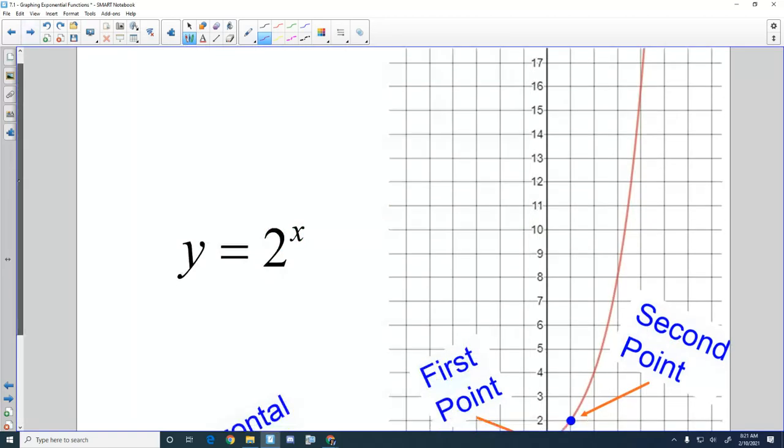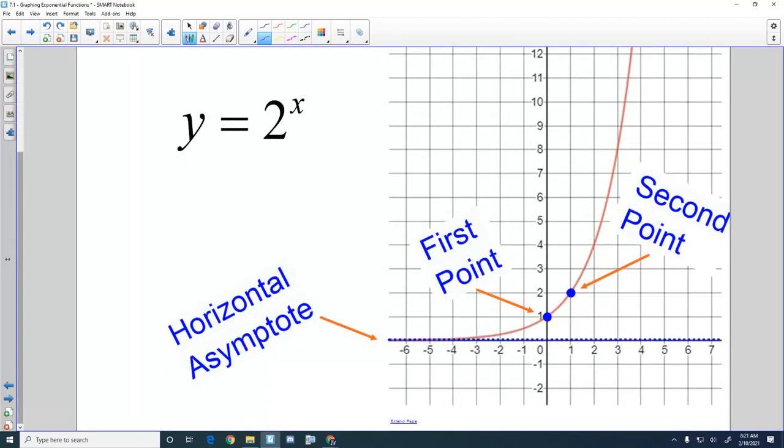So let's take a look at it here. This is the same function that we started our lesson with. And you can see that there's the horizontal asymptote. That should always be the first thing you draw, because that's a guideline that tells you basically how high or how low your graph is going to be, where it starts. It's going to start on that asymptote and then grow from there.